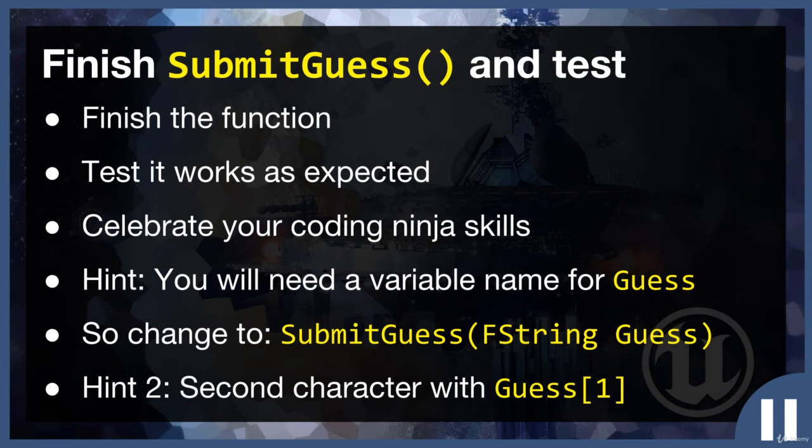Here's the hint. For example, if you want to get the second character from the guess, you actually type guess, then the square bracket, open square bracket 1, and then close square bracket. That's because we start counting from 0 very often in programming, and that is definitely the case when trying to get things out of arrays or out of strings. So the first character will be 0, the second character will be 1, etc.